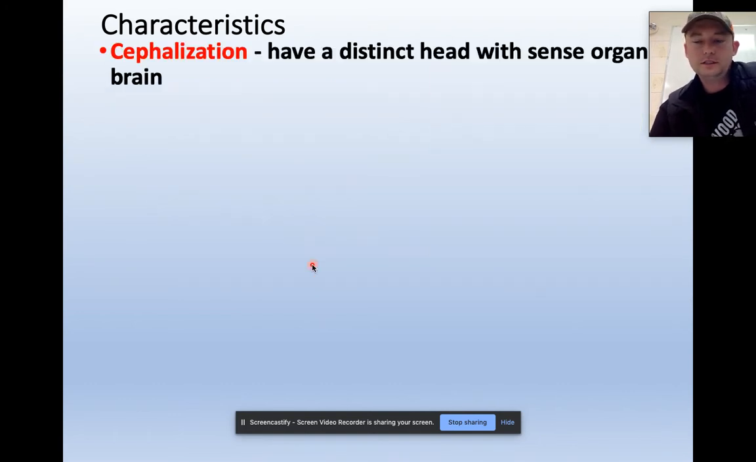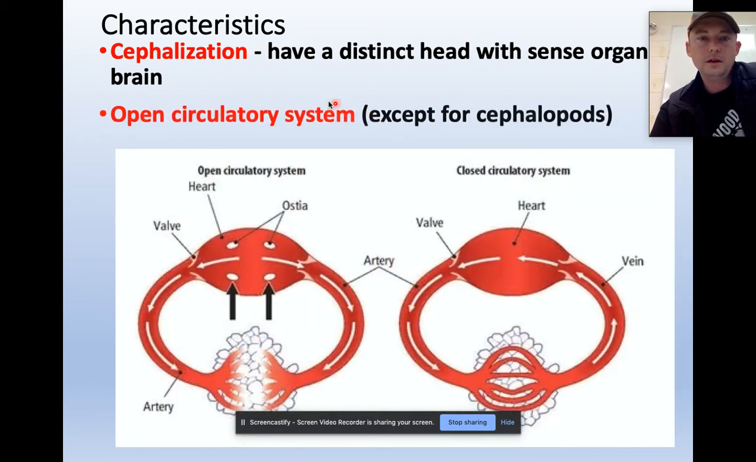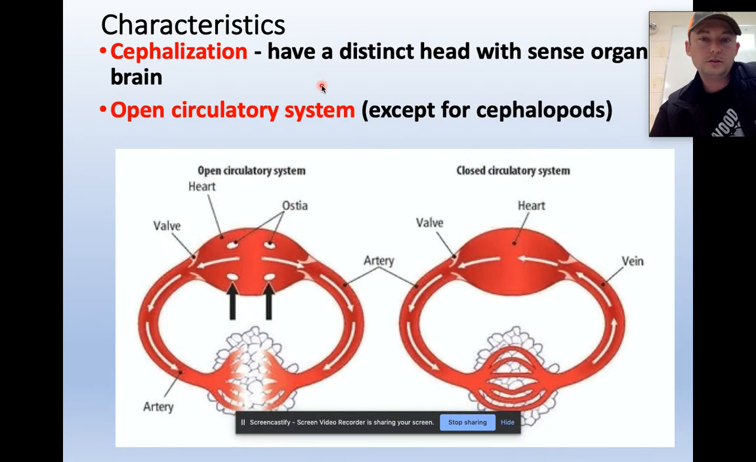Cephalization is just a vocab word we've seen before. Now we're starting to see some distinct head regions and the orientation of neurons and nervous systems toward a distinct location, which will then become better known as the brain. We do have an open circulatory system. Here it's showing you the difference between open and closed circulatory systems.